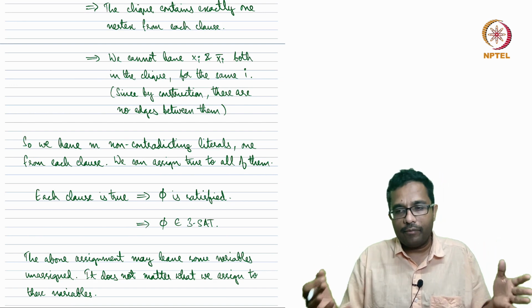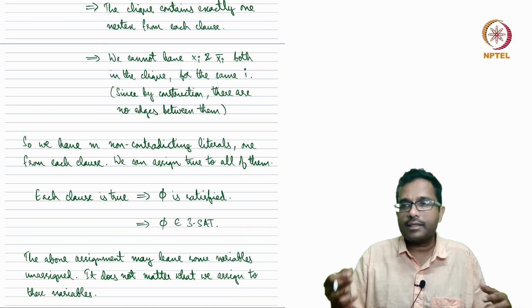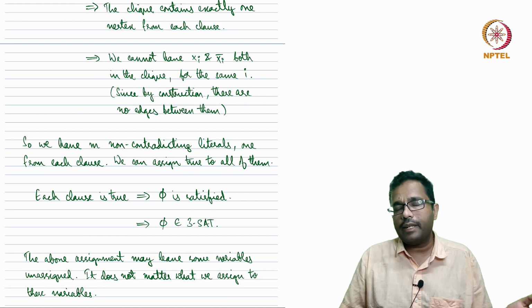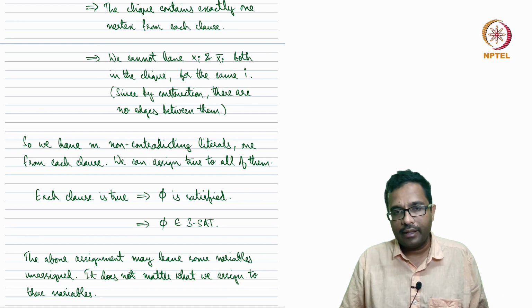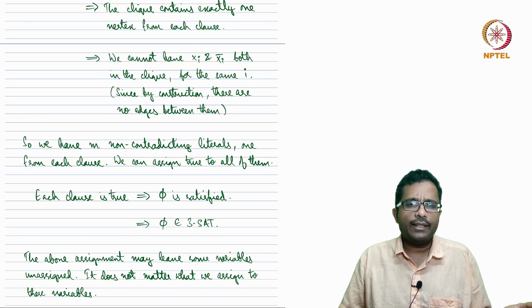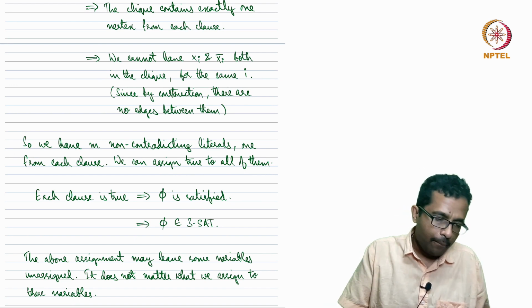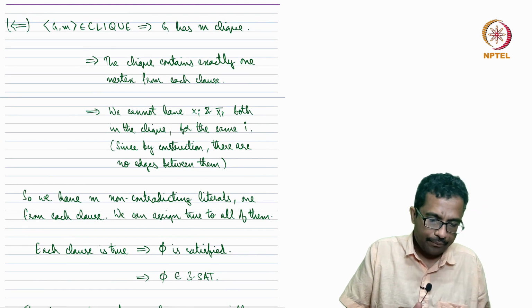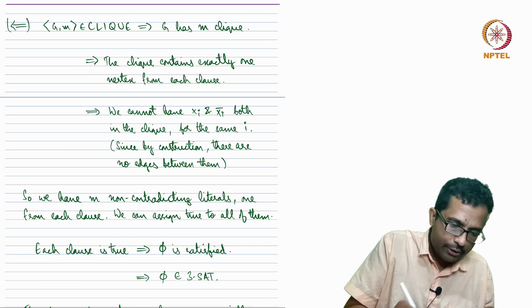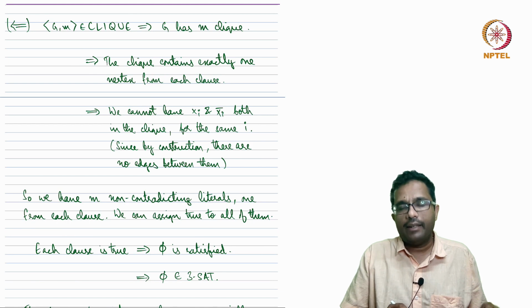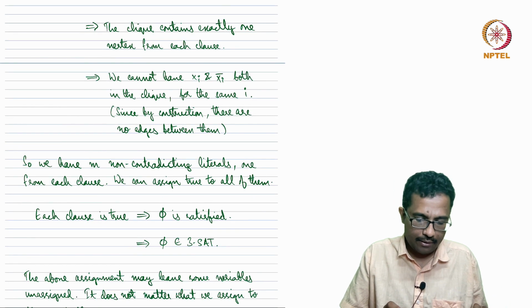So in any clause that contains x4, there is some other variable that has satisfied that clause. So whatever we assign x4, it does not matter, right. For the unassigned variable, we can assign anything, it does not really matter. But the point is that by virtue of assigning these literals that were chosen from the clique, we have satisfied all the clauses, and hence the formula is satisfiable, right.